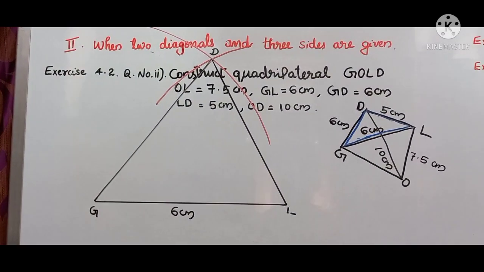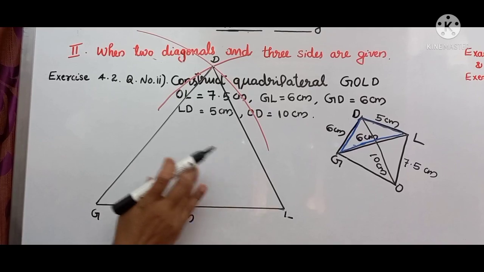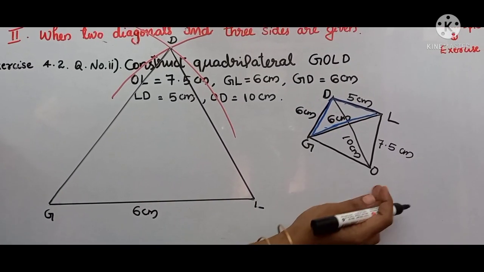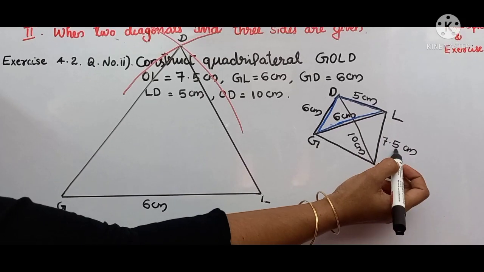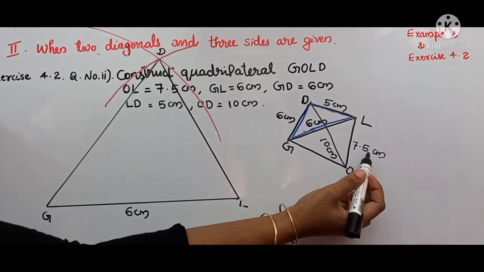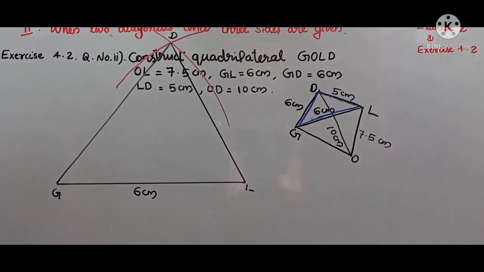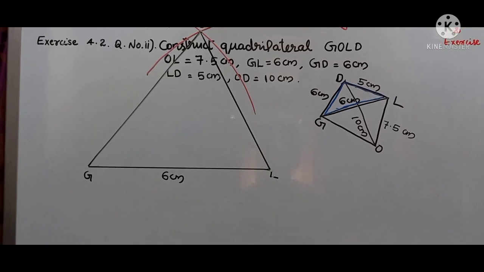Then that part is okay. GLD, that triangle we have drawn. Then next we have to find that point O. This point O is 7.5 centimeter away from L. So we have to adjust our compass width to 7.5 centimeter and draw an arc pointing on L, 7.5 centimeter.